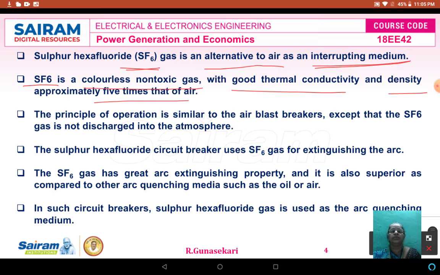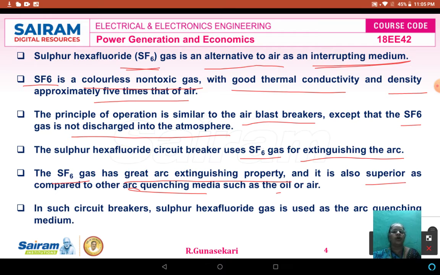The principle of operation is similar to the air blast circuit breaker, that is the air break circuit breaker. But the SF6 gas is not discharged into the atmosphere. This is the important technical point. In the SF6 circuit breaker, the SF6 gas is used for extinguishing the arc between the moving contact and the fixed contact. The SF6 gas has a great arc extinguishing property, and it is also superior compared to other arc media, that is oil or air.